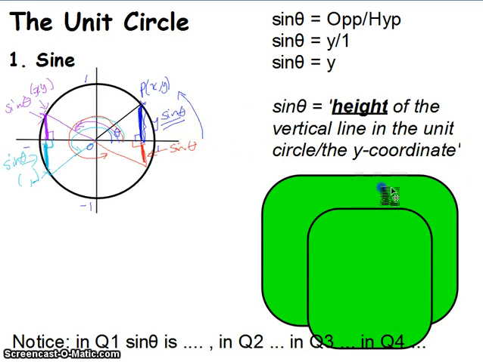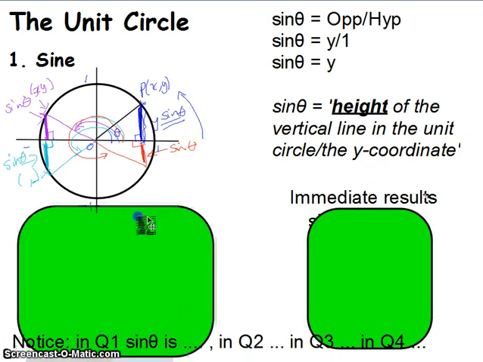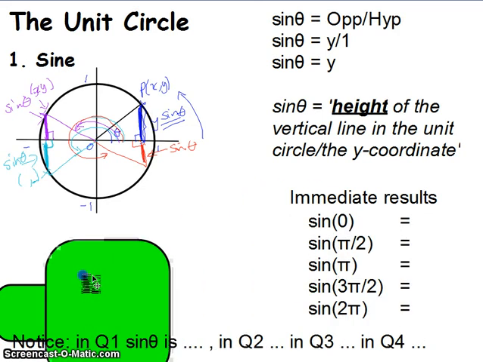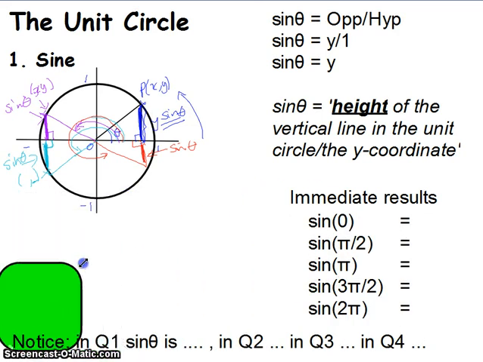Okay, so some immediate results that we can get. If the angle that we turn through is 0, so if we start flat on the x-axis and then don't move, well, the height there is going to be 0, and you can see that the y coordinate is 0. So sine of 0 is equal to 0.